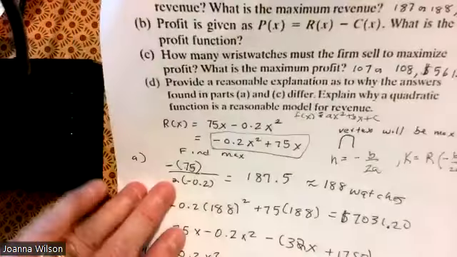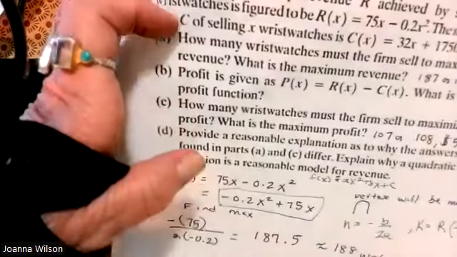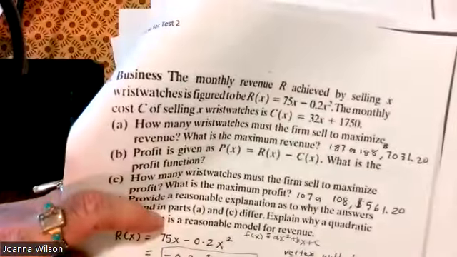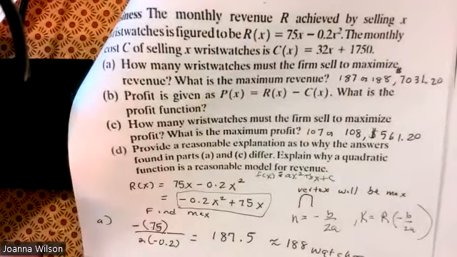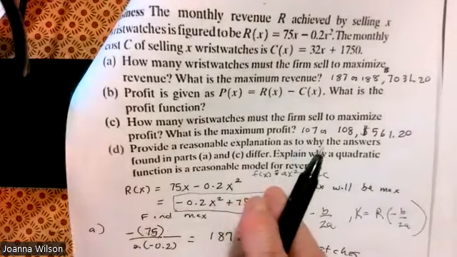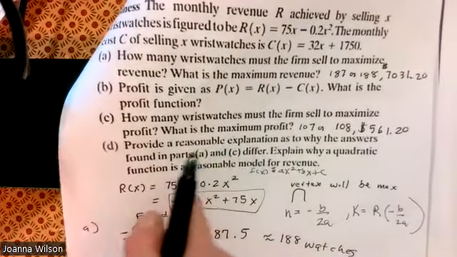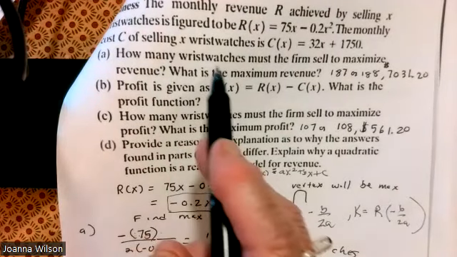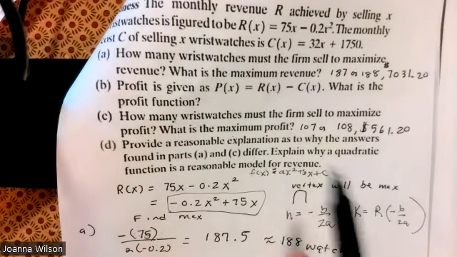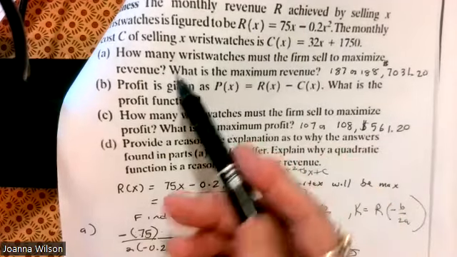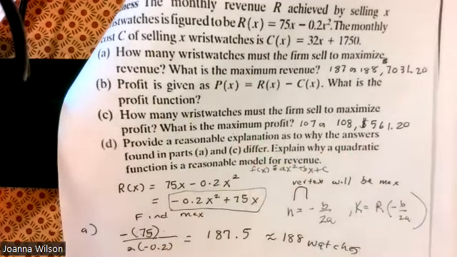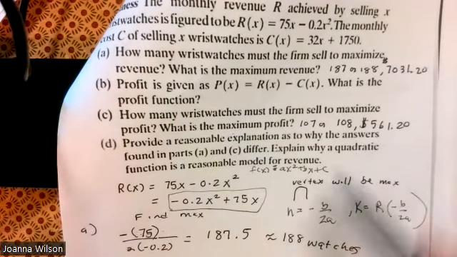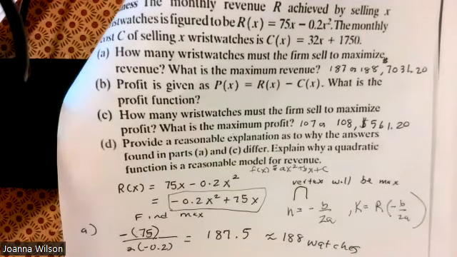Now, it says provide a reasonable explanation as to why the answers in part A and C differ. Well, I mean, A is going to be higher because you're just talking about the money that you bring in from selling the watches, and you're not talking about subtracting the cost, whereas in C, you have to subtract the cost. So maybe these numbers are right. No. But anyways, that's that question.